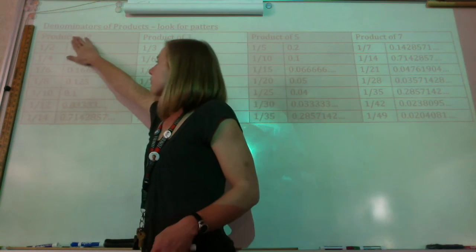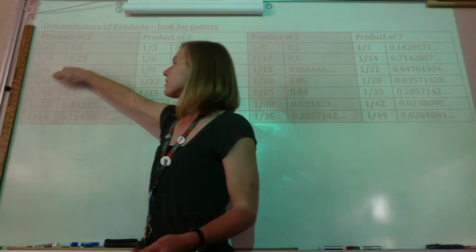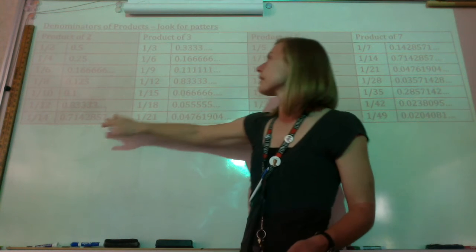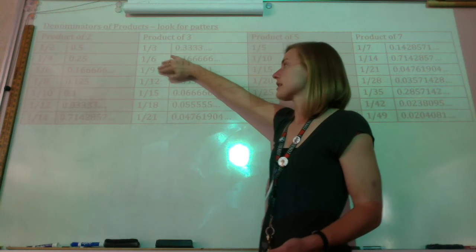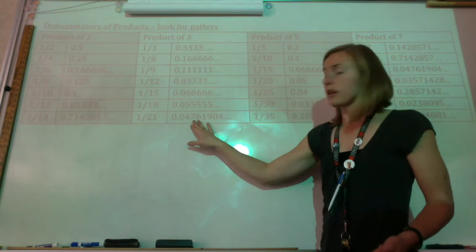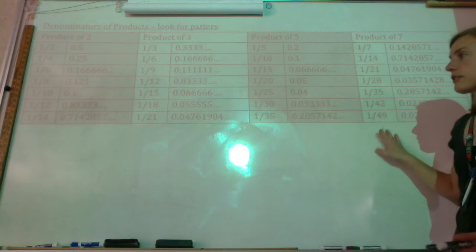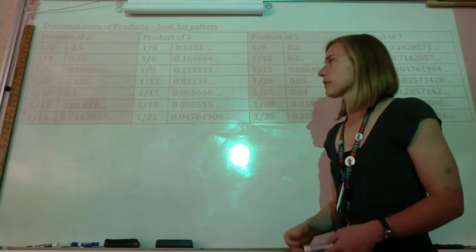I have fractions here where the denominator is a product of 2. So 2, 4, 6, 8, on and on. And I have the decimals that go along with them. Then I also have the products of 3 for the denominator, 3, 6, 9, 12, on, and I have their decimals here. I also did the products of 5 and the products of 7, because they're the first prime numbers, essentially. So we're going to take a look at those.